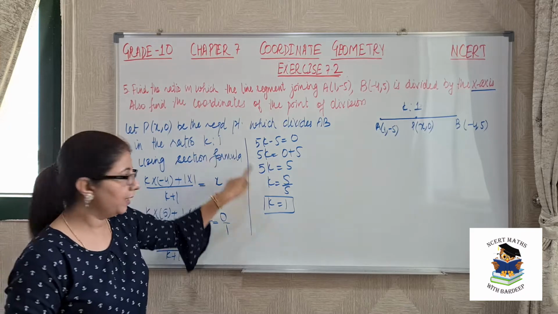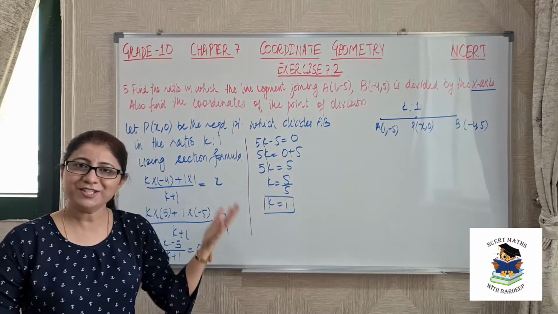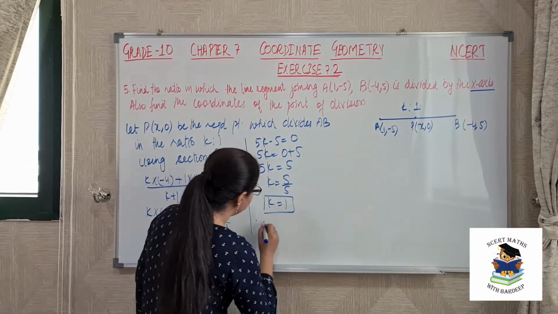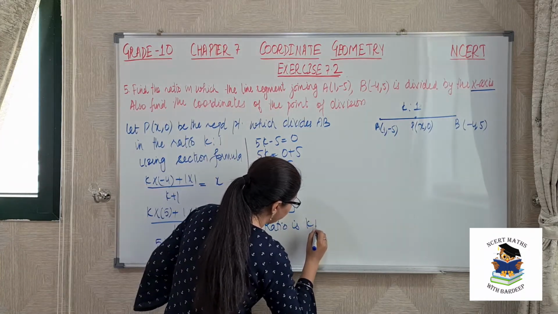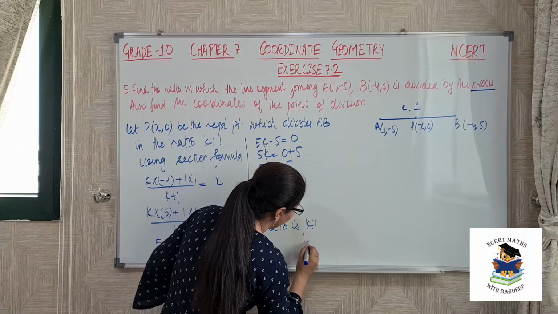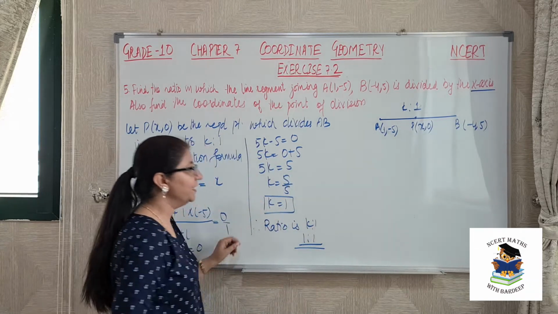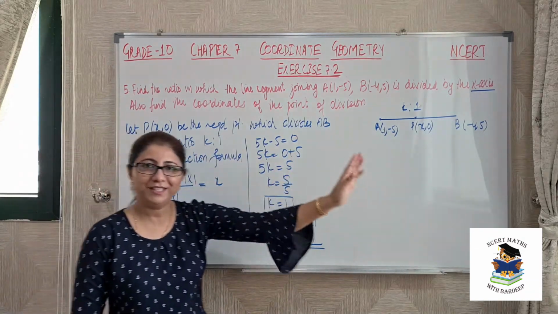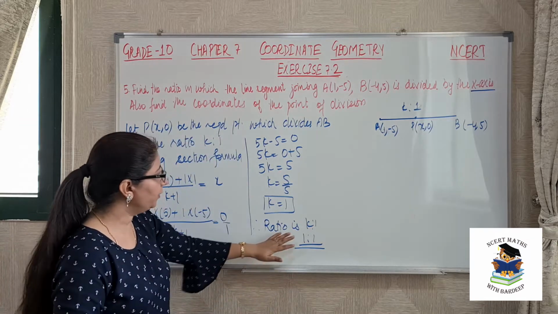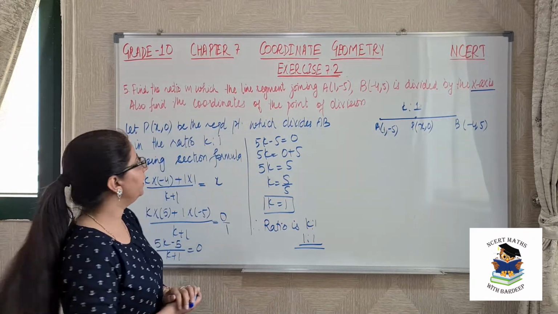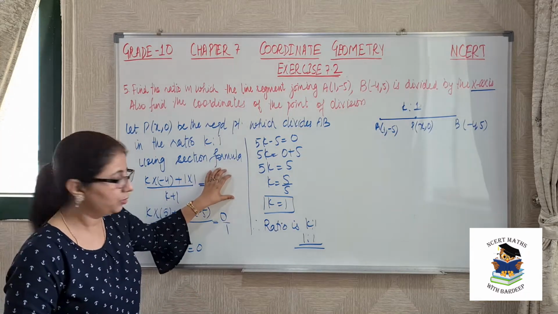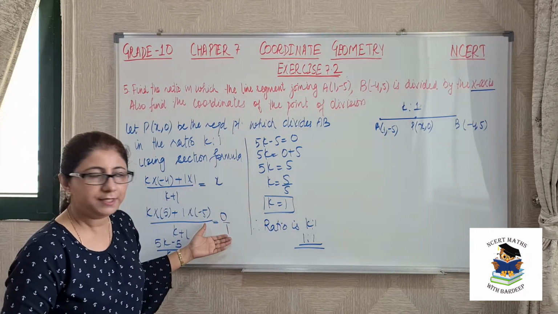Okay. So now we can say that what is the ratio? This is k is to 1. What is the value of 1? This is 1 itself. So we will say ratio is k is to 1, that is 1 is to 1. 1 is to 1 means this is the midpoint of the line AB. So we are done with our first part. Second is find the coordinates of the point of division. So means we need to find x because second is already 0.